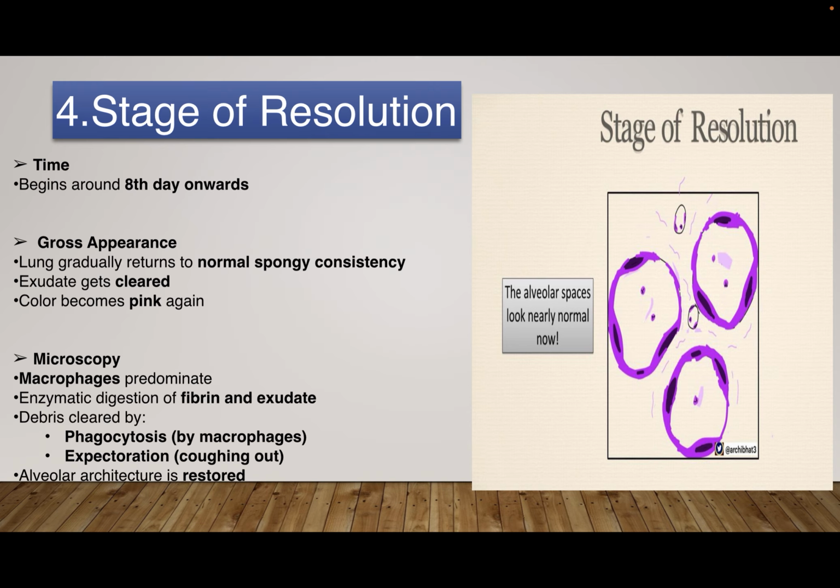Microscopy: macrophages predominate in the stage of resolution. In the alveolar spaces, macrophages are predominant, and enzymatic digestion of fibrin and exudate takes place. The debris are cleared by phagocytosis by macrophages, and by expectoration, coughing out. Alveolar architecture is restored.